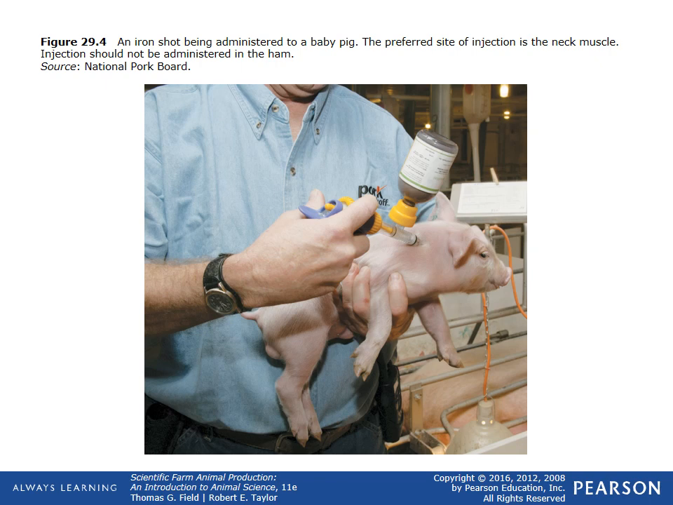And here's an example of an iron shot being given to a baby pig. They don't have the ability to make enough iron or consume it fast enough. So that's why you have to do a little bit of injectable early on until they can consume enough feed. Notice that he's injecting it up in the neck muscle, a less valuable meat, and not injecting it in the ham. Those should never be injected in the ham, the iron shot.